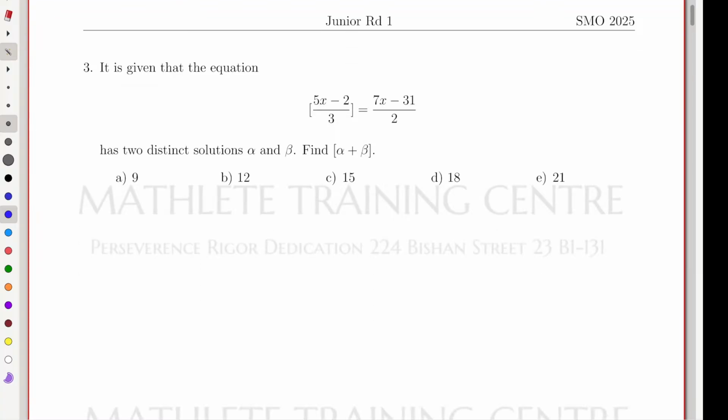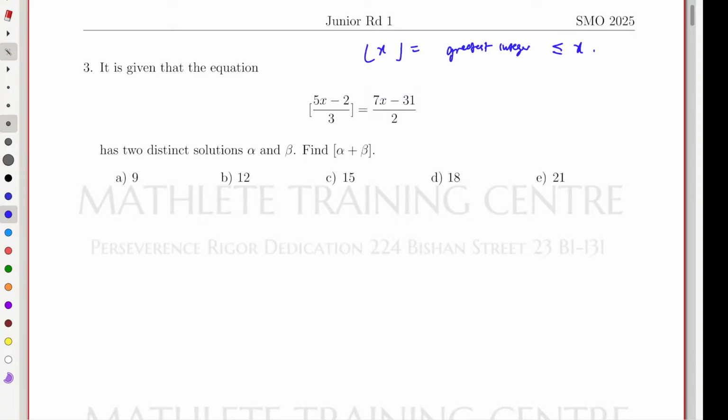Question number 3 here. It's given that this equation has two distinct solutions, alpha and beta. Find the value when you round alpha and beta down. Okay, so this is the greatest integer function. Sometimes people also write it like this, which means taking the greatest integer less than or equal to x. So here, they tell you this equation has two distinct solutions, alpha and beta. Find alpha and beta, add them together, round down.